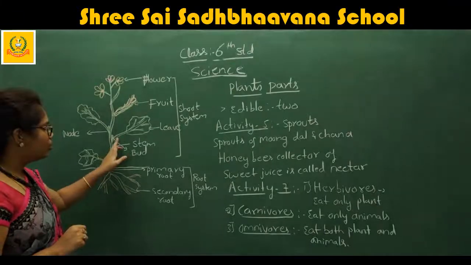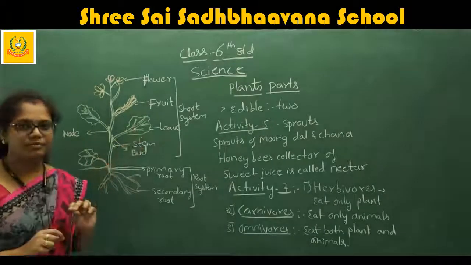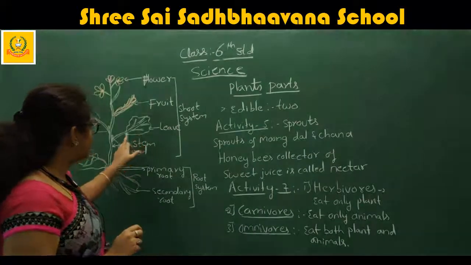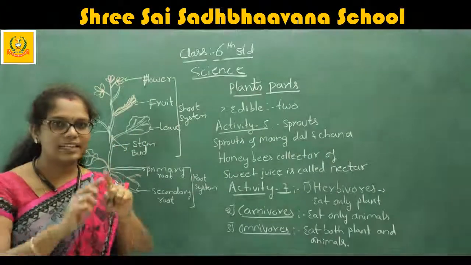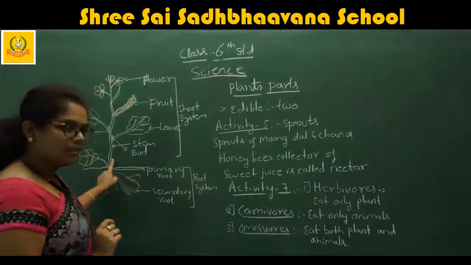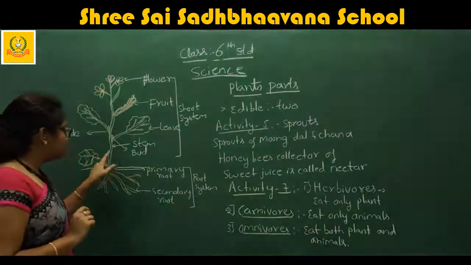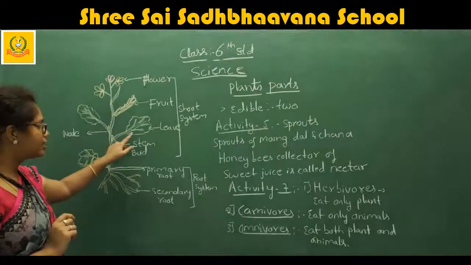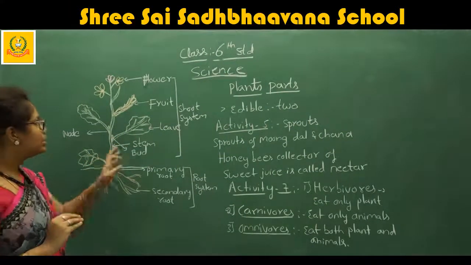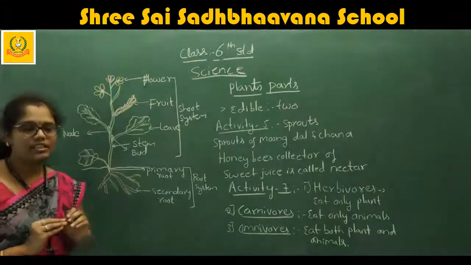After the stem, we are going to discuss the leaf. The part attached to the stem is considered the leaves. This is the stem, this is the bud, and the next one is the leaf. In the plants, the fruits and flowers are also present.